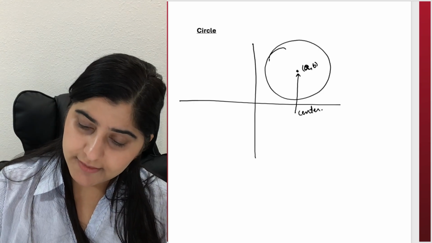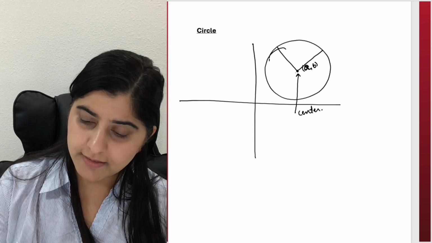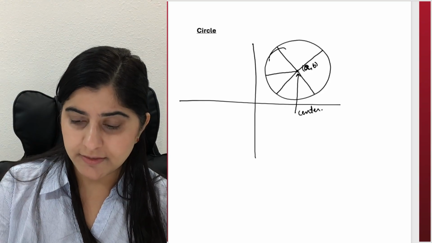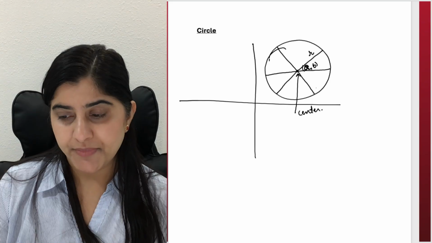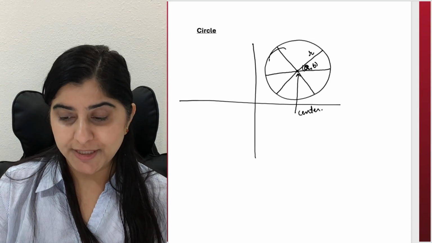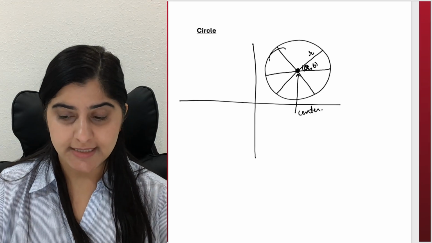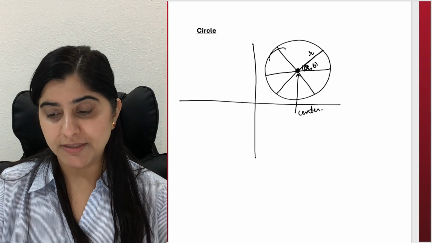And we know that the radius, the distance from the center to anywhere on the boundary, is the same, and it is called the radius of the circle. So this is the radius. And to write the equation of the circle, we need the coordinates of its center and its distance from the center to the boundary, that is the radius.